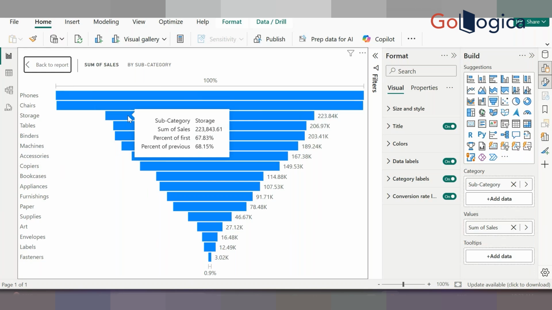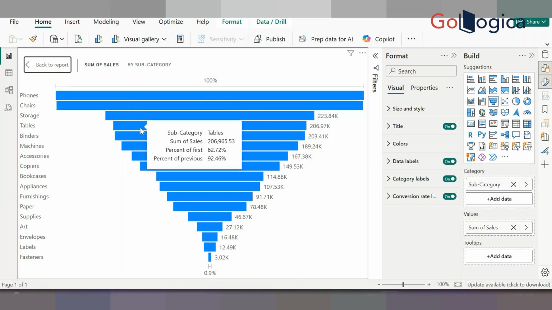Apart from that, we can also see what they have to do to jump one rank above. That is chairs. This has done only 68% of the previous one. So that means they've done only 68% of the contribution of the second highest and the first highest.